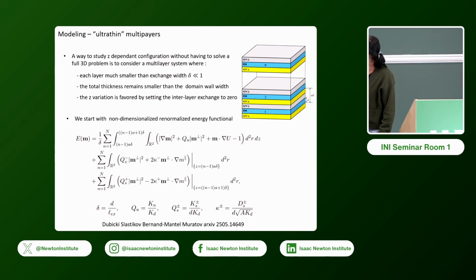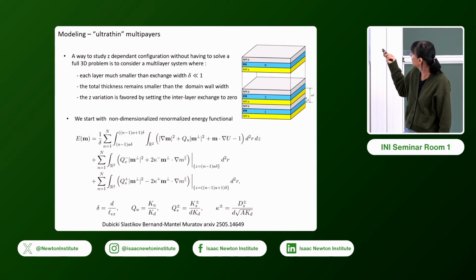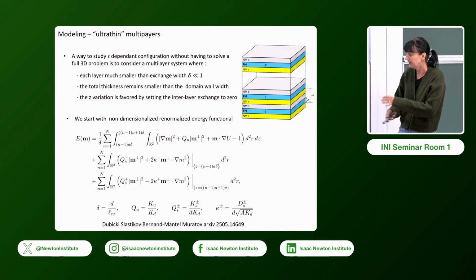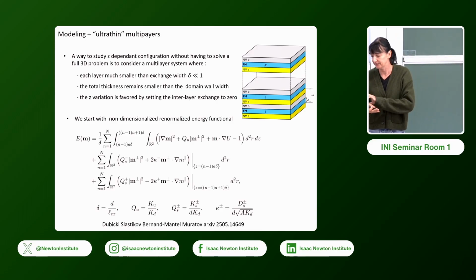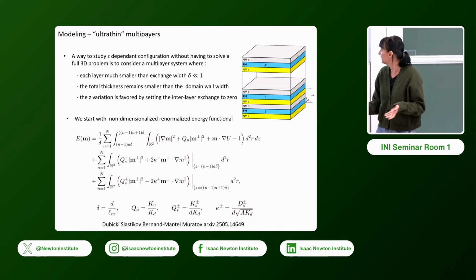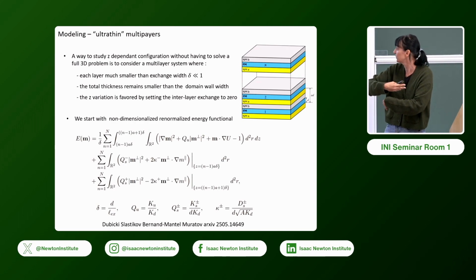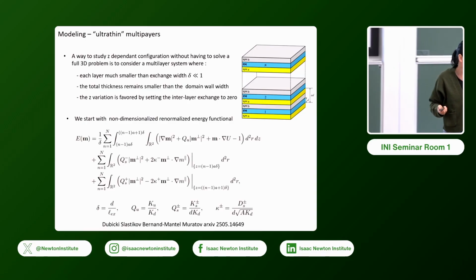And so for that, we construct such a model in which each layer is thin. Also, the total thickness has to remain thin in such a way that if you look at a wall width, it will be much thinner than the total thickness of your multilayer. And then we enable Z variation by setting the exchange to 0. So it doesn't cost, from the point of view of exchange, to turn. So let's see what the mysterious stray field wants to do with this situation.